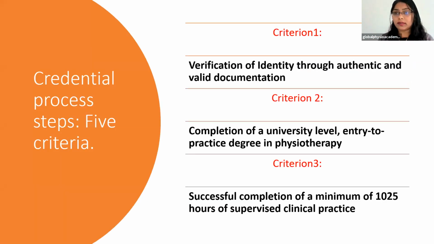The credential process is divided into five criteria. The first criterion is verification of identity through authentic and valid documentation. The second criterion is completion of a university-level, entry-to-practice degree in physiotherapy. The third criterion is successful completion of a minimum of 1025 hours of supervised clinical practice. We will go through each criterion in detail, okay?